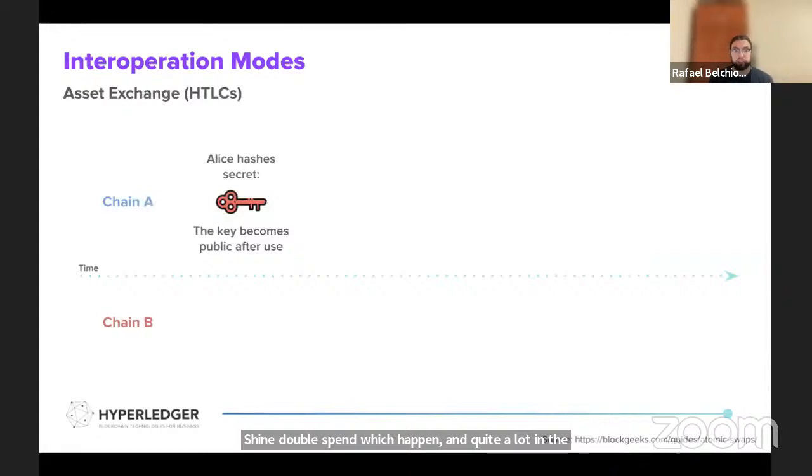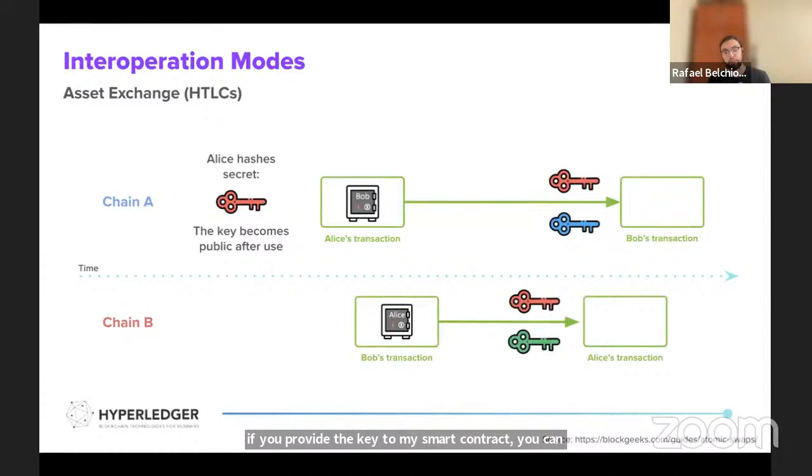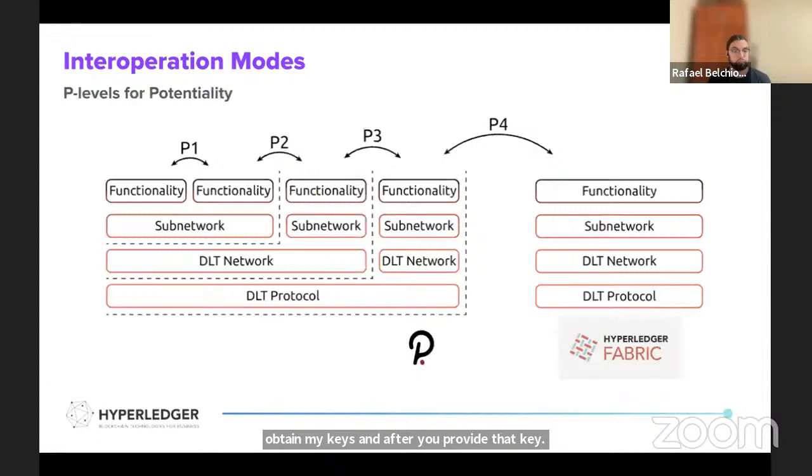After that, we have asset exchanges. HTLCs are a very common way to implement them. Basically, what we can do is deploy a pair of smart contracts such that if you provide a key to my smart contract, you can obtain my keys. And after you provide that key, I can use it to open your lock and get my keys on the other chain. Okay, so those are basically the modes you can use to interoperate.